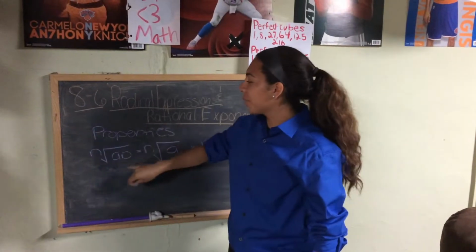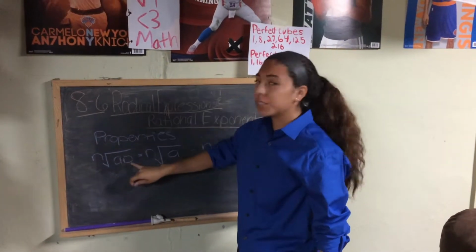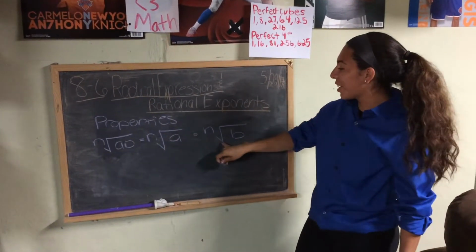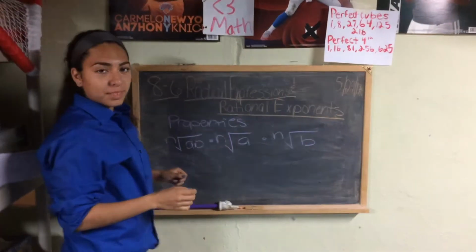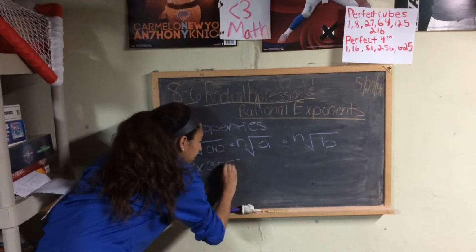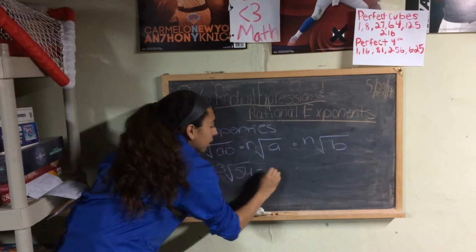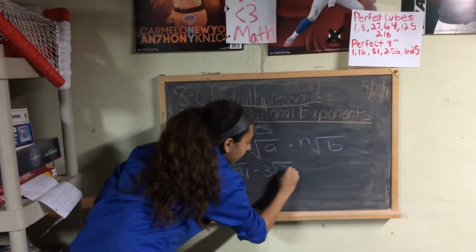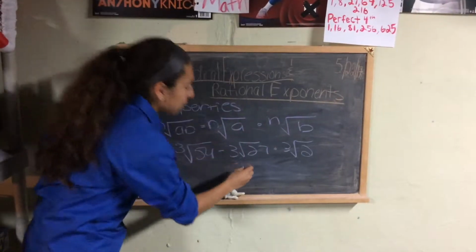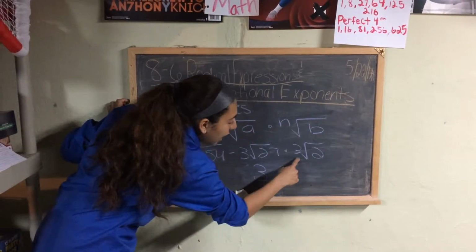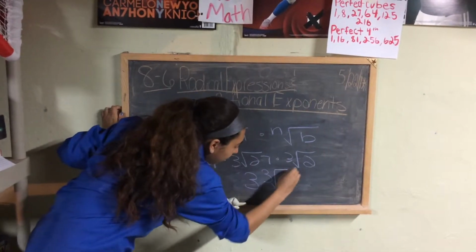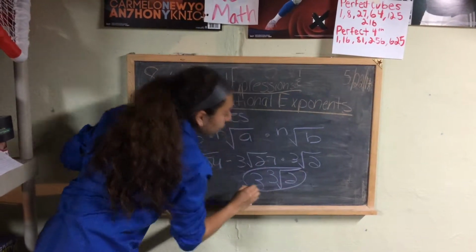Some properties: the n radical of AB, to make it easier, you split it up into n radical A times n radical B. An example, the cube root of 54 is the cube root of 27 times the cube root of 2. This simplified, right? And this can't be simplified, so you bring it down. So your answer is 3 cube root 2.